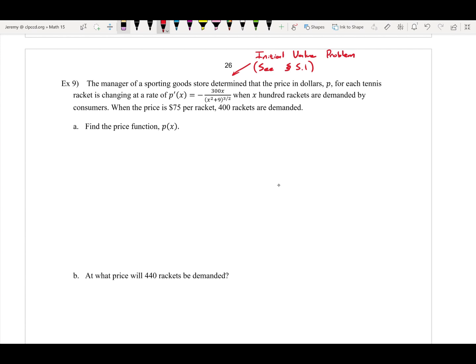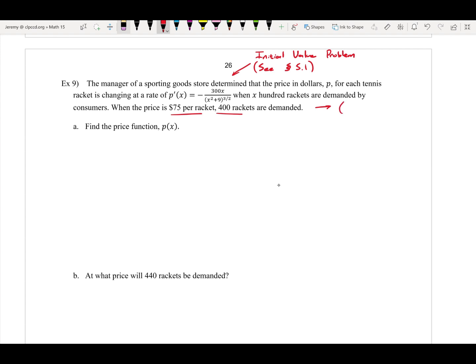And when we anti-differentiate, we're left with that plus c on the end, which is kind of like, there was some constant value here, and this is a bit of information that was lost. And we can only recover that lost information by using a data point that's provided. And that's what these values are. So it tells us when the price was $75 per racket, 400 were demanded. So this is really giving us an ordered pair. This is like our initial value.